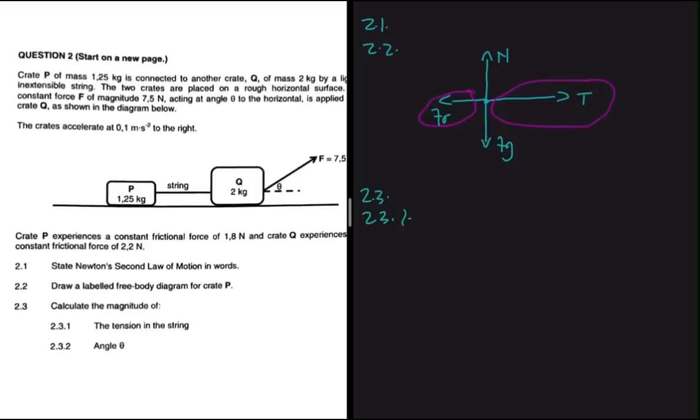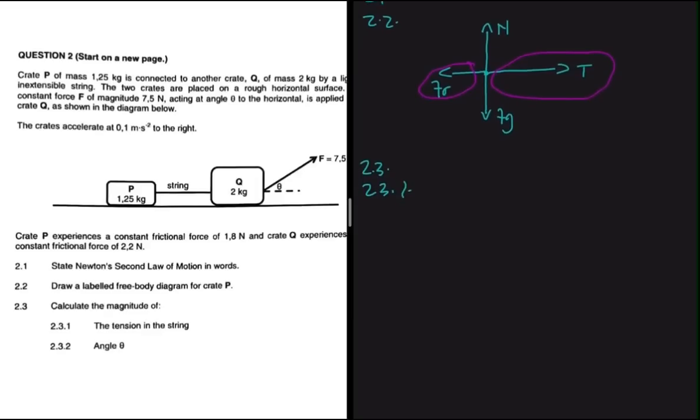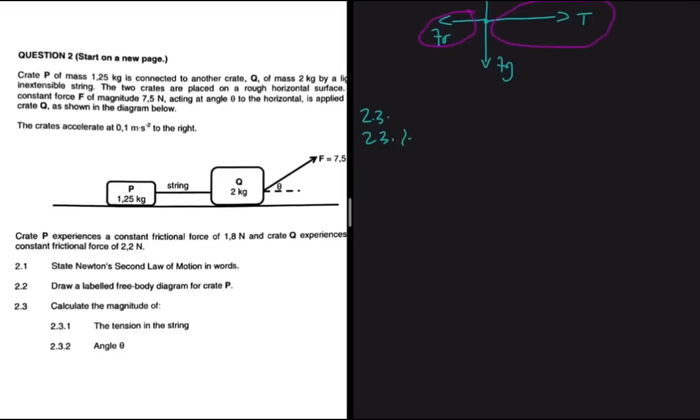Let's calculate the magnitude of the tension in the string. So we want the magnitude of the tension in the string. In 2.2, we were asked to draw a labeled free body diagram for crate P. So let's try finding the tension in the string by using crate P. If we cannot use crate P alone, then we will resort to also using crate Q. So let's try here and see what happens.